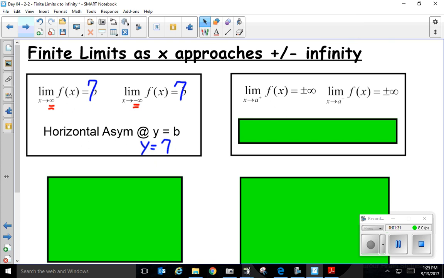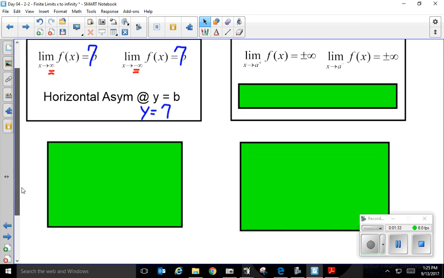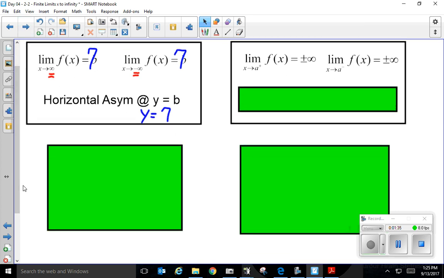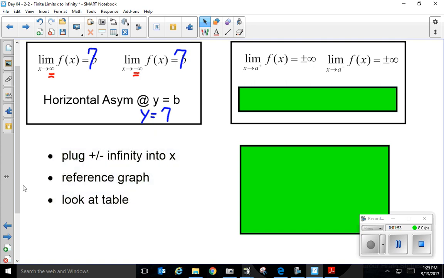Do you remember? You guys that were not in my pre-calc class last year might not know this, but when we plug infinity in using a limit, like let's say it's a fraction or an expression, what do we do? Do you remember? No? There are a couple different ways to do this. You can plug positive and negative infinity into x and evaluate.